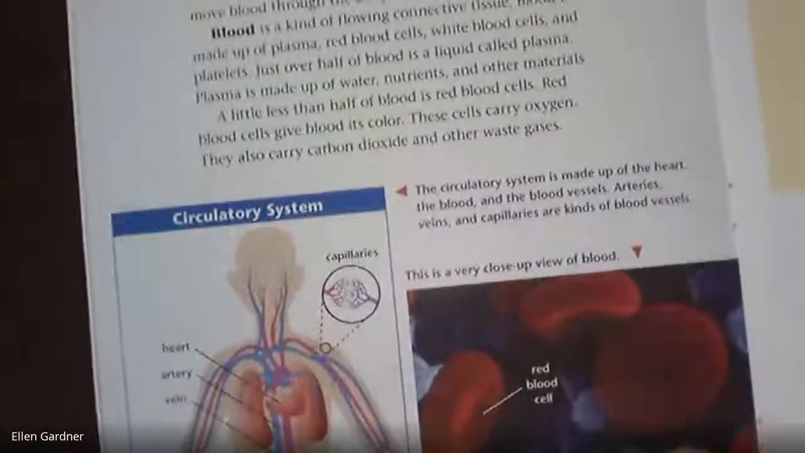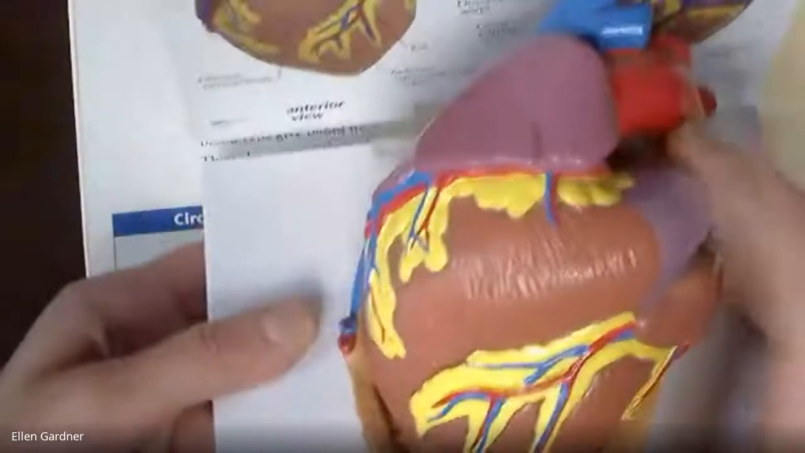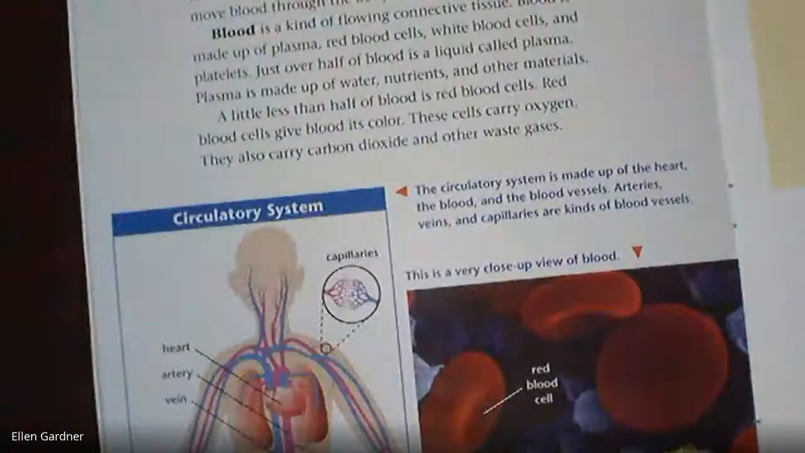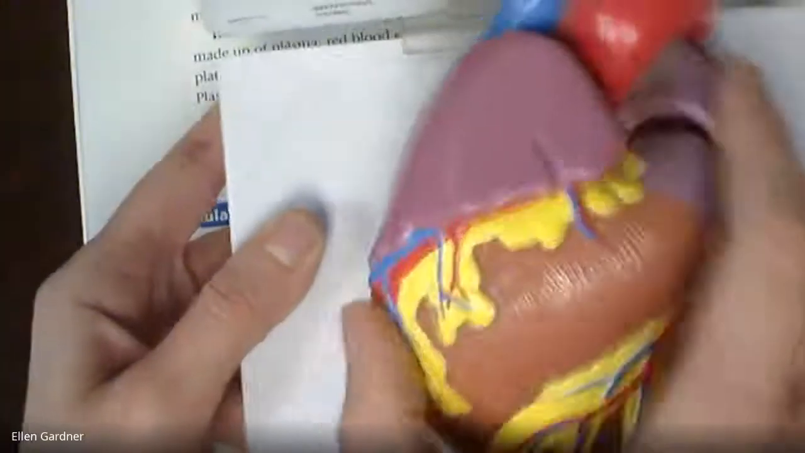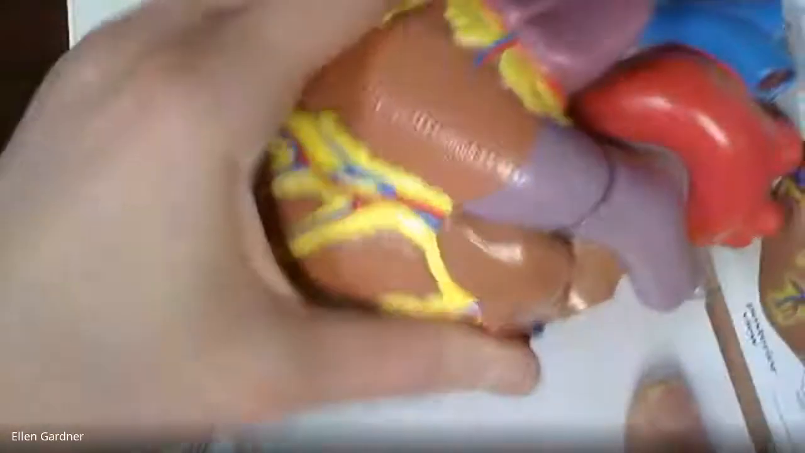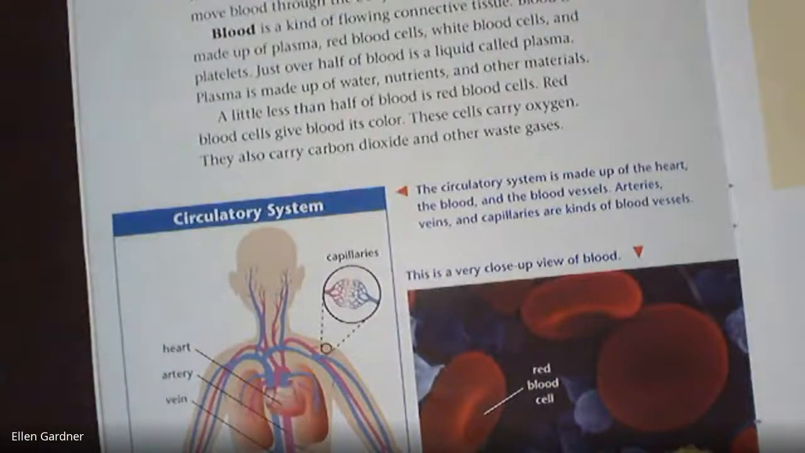Now the heart is the main organ in the circulatory system. It is about the size of a fist. So I think that this is actually the size of your heart, this model. It's smaller than you might think. The heart works like a pump to move blood through the body.